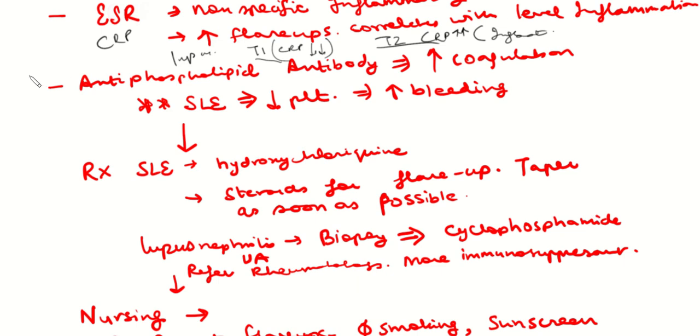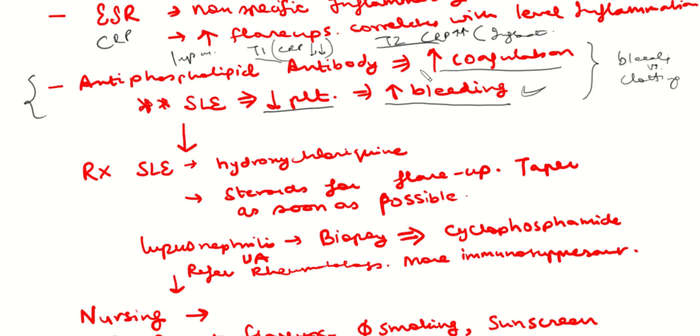So the last one is the bleeding versus clotting. So in your textbooks, you're going to see in some areas it's going to say the lupus patients have low platelets. And so you would think that would lead to increased bleeding, and you would be correct. However, also with lupus, in some patients, they develop antiphospholipid antibody. That means this antibody leads to increased coagulation or increased clotting.